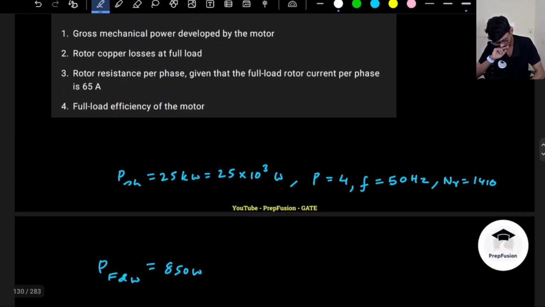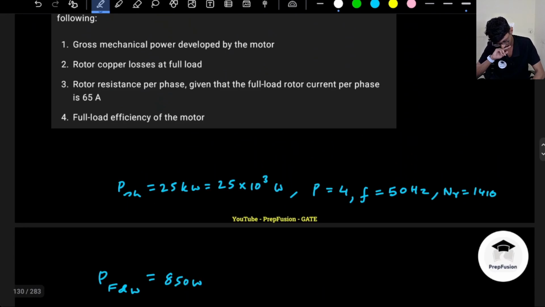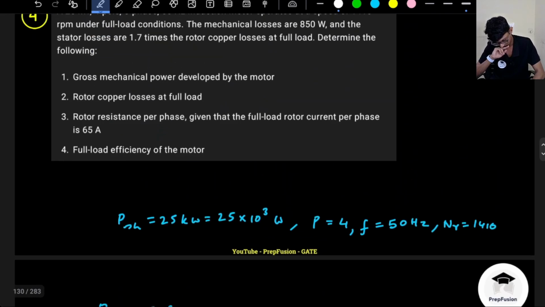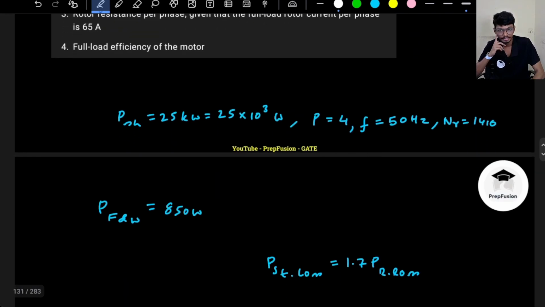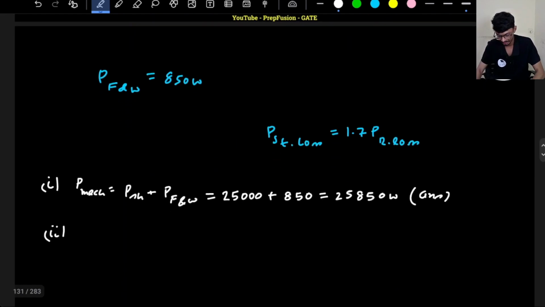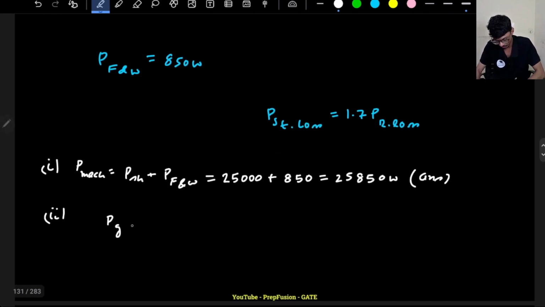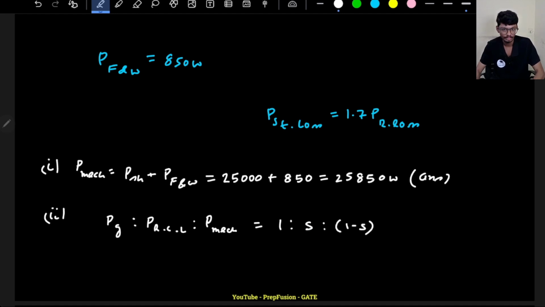How do I find out the rotor copper loss? Do you remember anything? I told you one relation, right? I know this relation, that the air gap power is to the rotor copper loss is to the mechanical power output equals 1 is to S is to 1 minus S. This we have discussed previously, correct? So I will use this relationship.